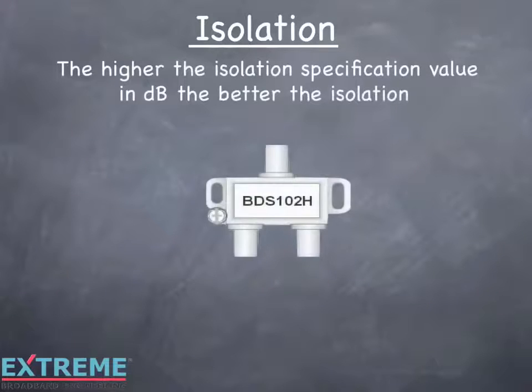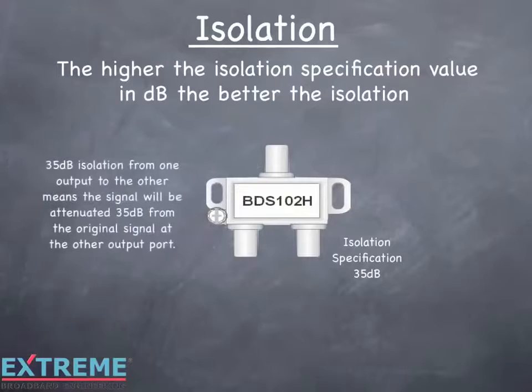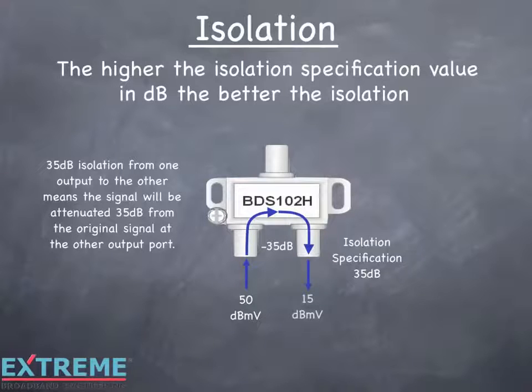The higher the isolation specification value in dB, the better the isolation. Here we're showing a two-way splitter with isolation specification of 35 dB. 35 dB isolation means that the signal will be attenuated 35 dB from the original signal at the other output port. In this example, we're feeding a 50 dBmV signal into one of the output ports. As the signal passes from this port to the other output port, it's attenuated by 35 dB. On the other output port, the signal is now at 15 dBmV. 50 dBmV in, minus 35 dB isolation, for a signal of 15 dBmV out.